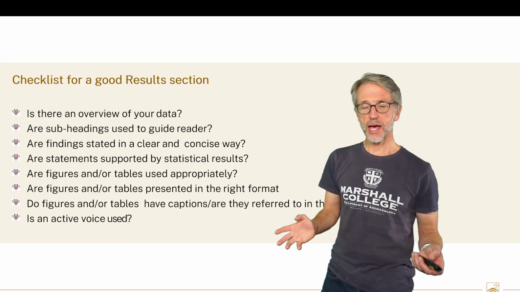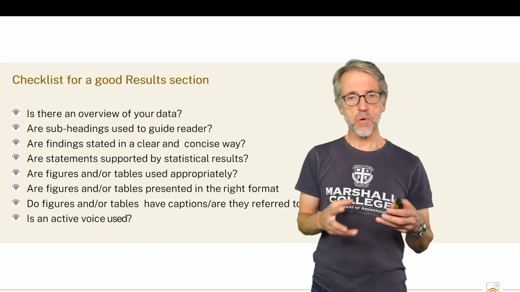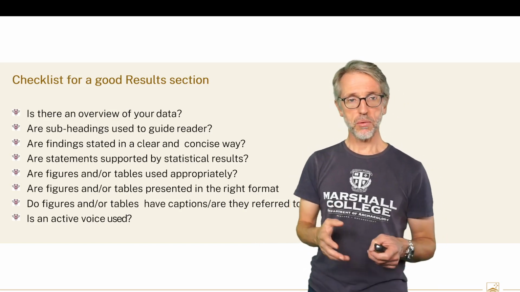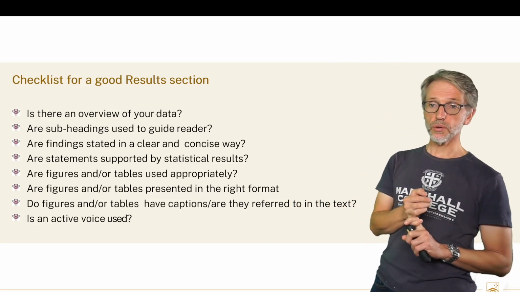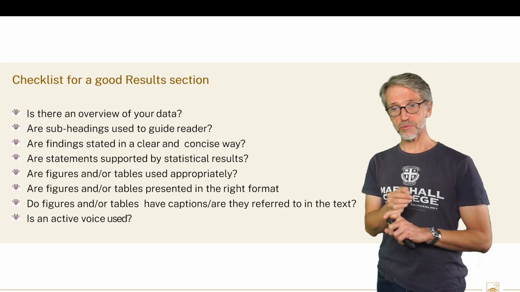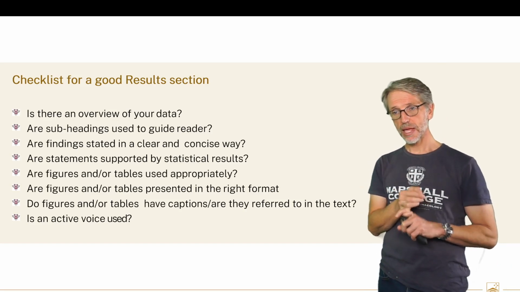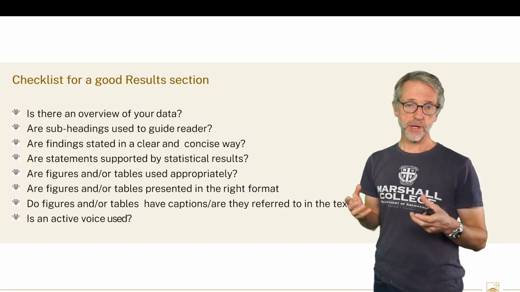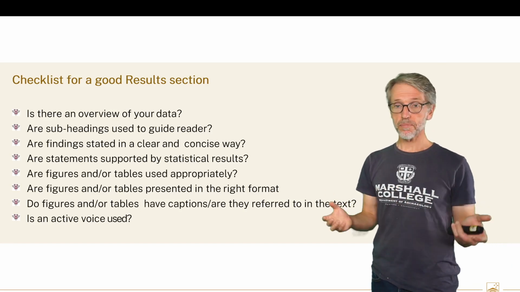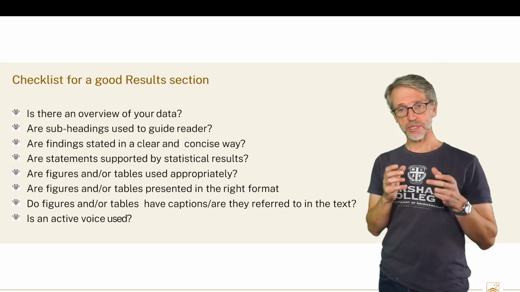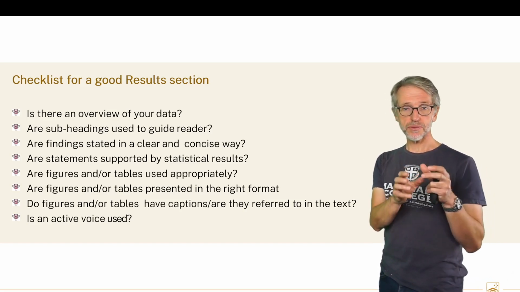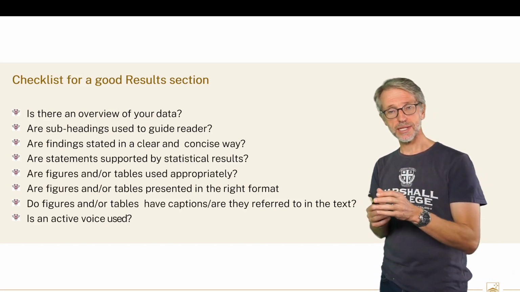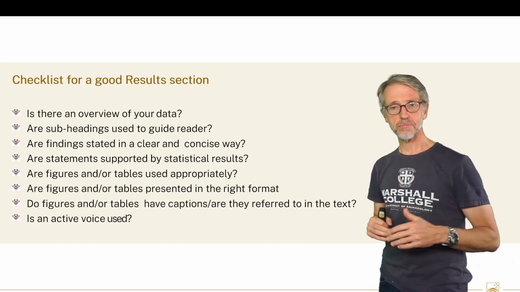So when we have a good results section, what are the things that we're aiming to do? Well, the first thing we're aiming to do is to provide an overview of all of the results that we have. Then we use subheadings to guide the reader. Remember, the structure that we use in the methods is the structure that we should use in the results. So if there are different components, different tests that we conducted, try to separate them by subheadings.